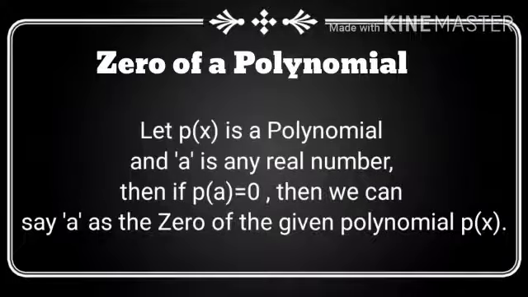Now let us define the zero of a polynomial. Let p(x) be a polynomial and a be any real number. Then if we put a at the place of variable x and if we get 0, then we can say that a is the zero of the given polynomial.